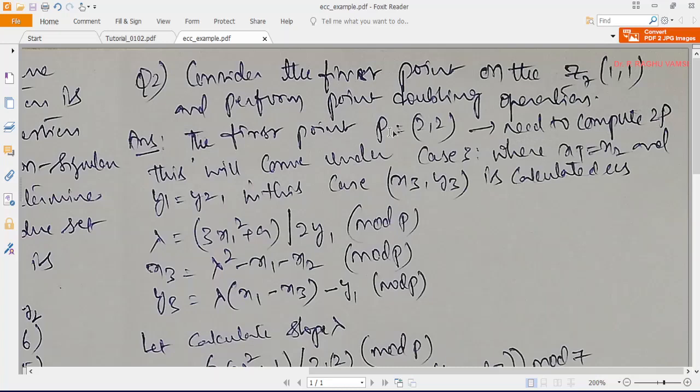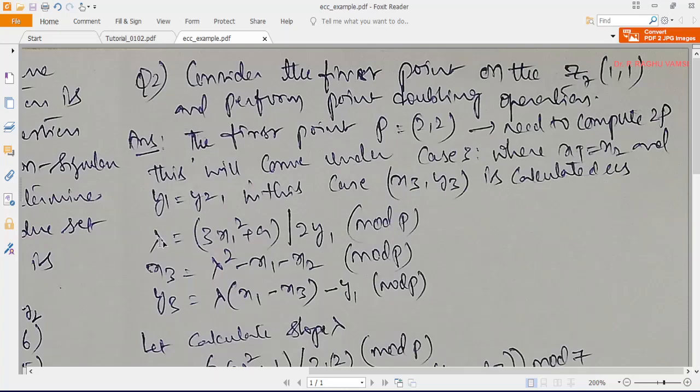So for example, P is equal to x1 comma y1, and if you want to compute 2P, that means P plus P, so x1 comma y1 added with x2 comma y2. But in this case x1 is equal to x2 and y1 is also equal to y2. Recall from the lecture that we have seen 3 cases for performing this point addition. This particular case will fall under case 3, where x1 is equal to x2 and y1 is equal to y2.